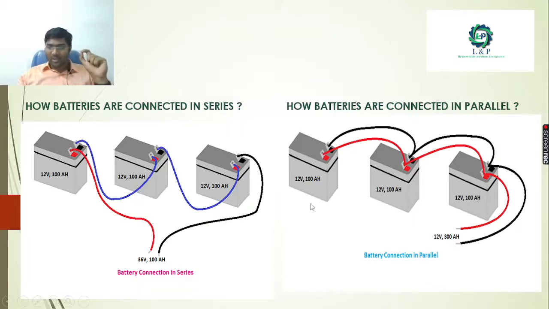And if we connect the batteries in parallel, what will happen? See here, all these three are 12 volt. We connect all the positives of batteries 1, 2 and 3 together and take the output, and all the negatives of batteries 1, 2 and 3 together and take the output. See here, the voltage output is 12 volt, it remains the same, but the current rating increases. If you connect batteries in parallel, the current will sum up, so 100 plus 100 plus 100, we have 300 Ah.